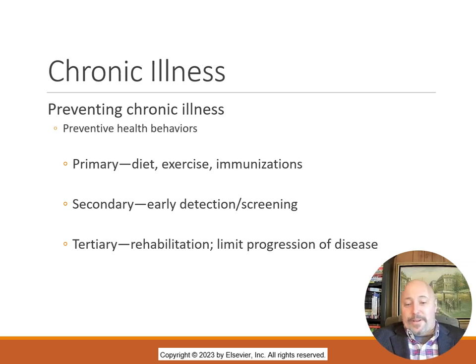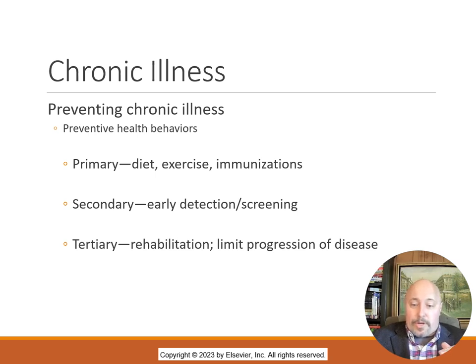As you're probably figuring out, you're going to see the terms primary, secondary, and tertiary come up a lot in a lot of different aspects of nursing. In this case, we're going to be talking about primary prevention: diet, exercise, immunizations. These are going to be primary interventions to prevent that chronic illness. Versus, in this case, secondary is going to be early detection and screening. We're going to identify that problem early.